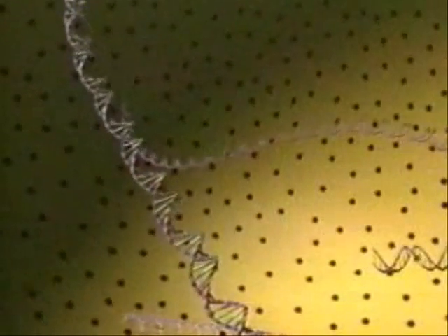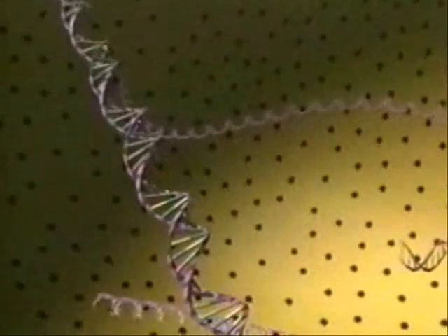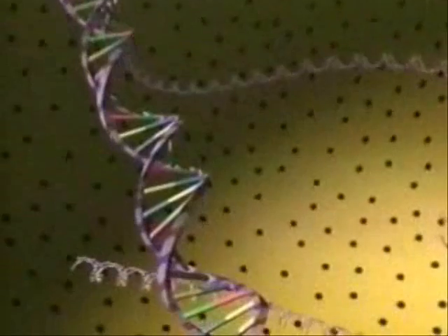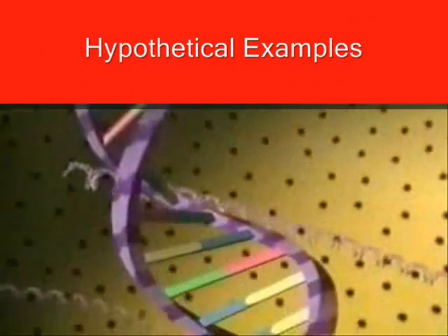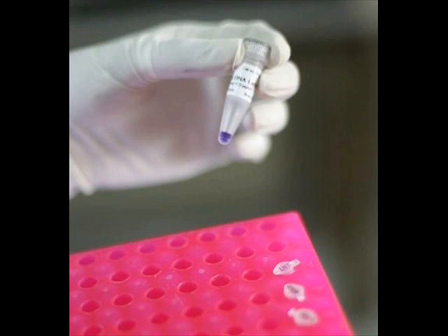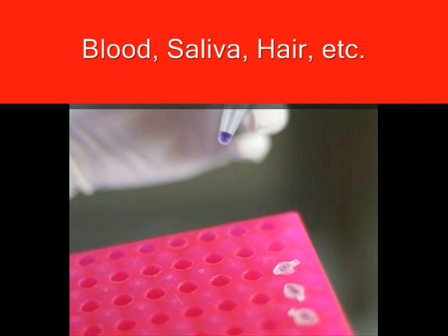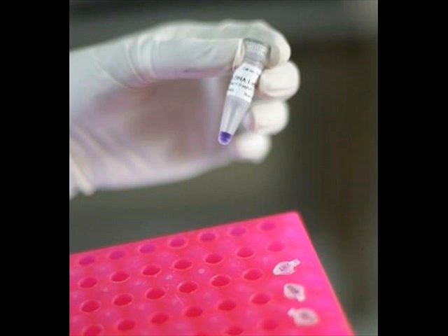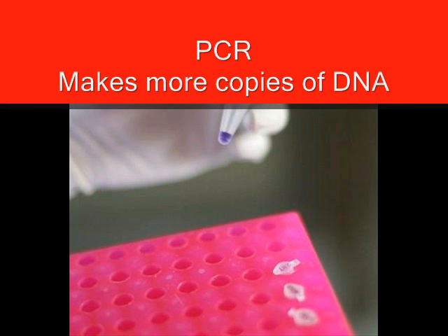These basic principles give you enough background knowledge to understand DNA testing. Now let's take a look at some hypothetical examples. A sample of DNA can be obtained from a number of sources, including blood, saliva, or hair left at the scene of a crime. Forensic scientists only need a small amount of DNA because they can make more copies with a technique known as PCR.